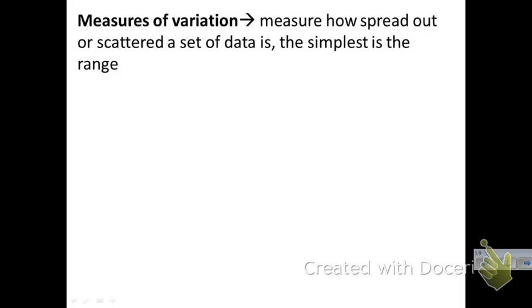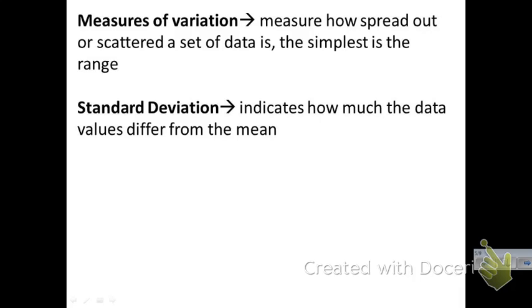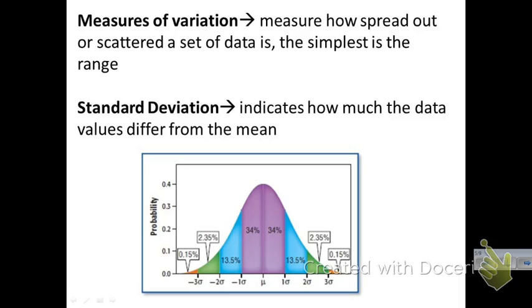Okay, our measures of variation, these measure how spread out or scattered a set of data is. The simplest is the range, and if you remember, the range can be found by taking the greatest number and subtracting the smallest number. Standard deviation indicates how much the data values differ from the mean. So we have this right here. This is what's known as the bell curve, and I'm going to write a lot on it, so hopefully you'll follow it as I write on it.